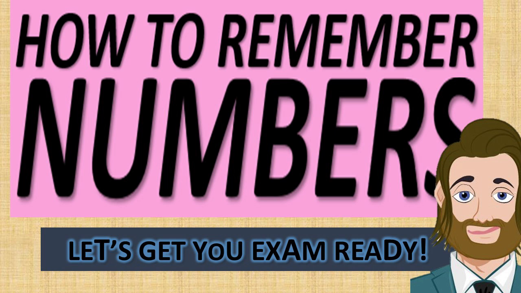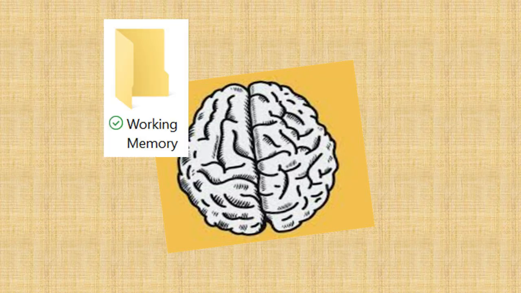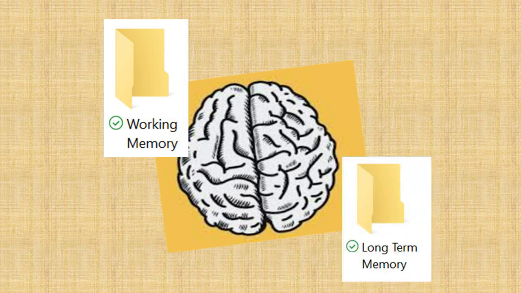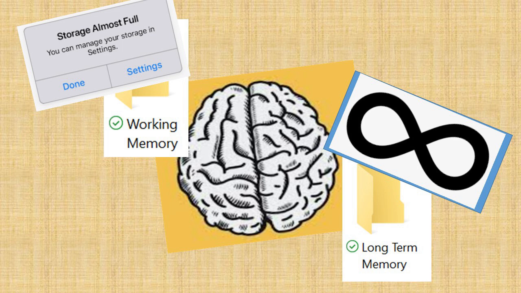Okay, let's learn how to remember numbers. Here is your brain, and your brain has got two folders. One of them is the working memory, and the other one is the long-term memory. The working memory isn't very good. It doesn't have a lot of data. It can only hold a few items at once, but the long-term memory is very special. You have unlimited data. But there is a problem.